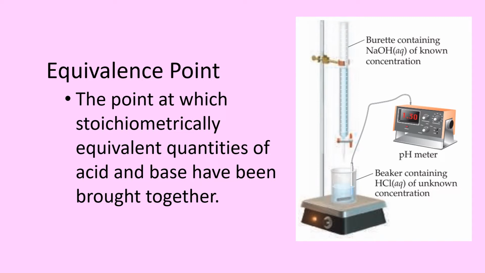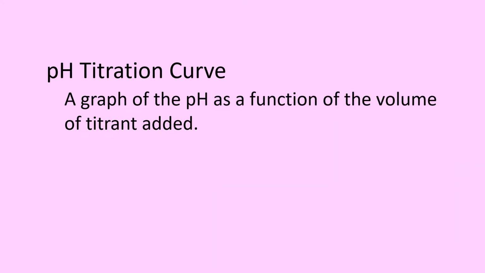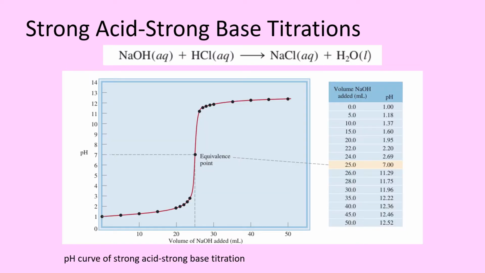Now, what then is a pH titration curve? A pH titration curve is a graph of the pH as a function of the volume of titrant added. The shape of the titration curve makes it possible to determine the equivalence point. The curve can also be used to select suitable indicators and to determine the Ka of the weak acid and the Kb of the weak base being titrated. So here is an example of a pH titration curve.